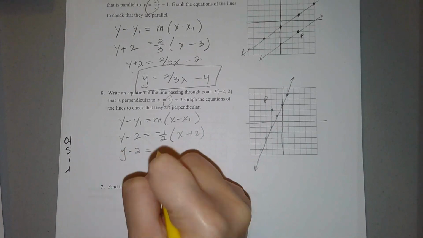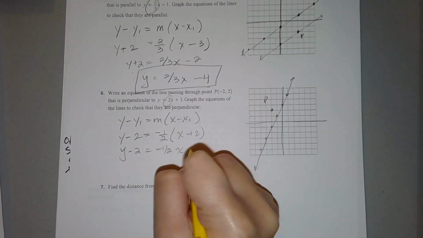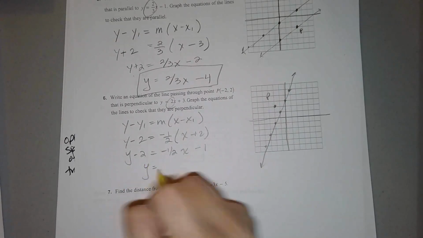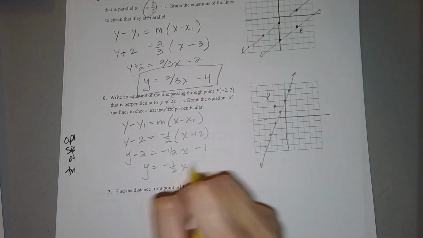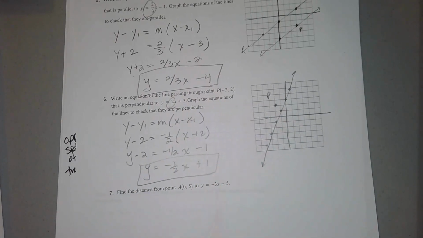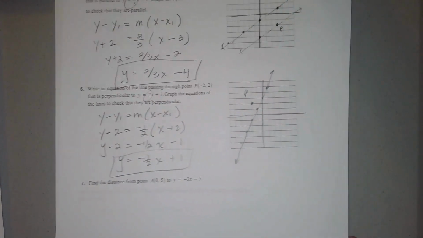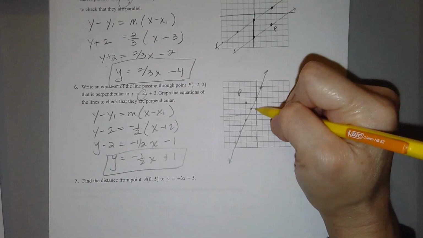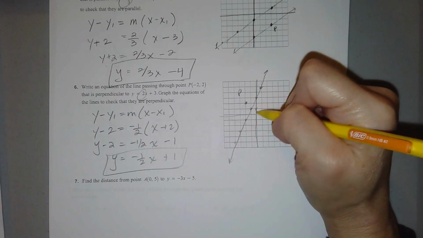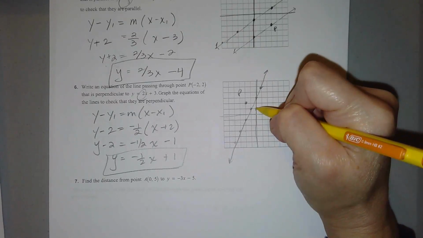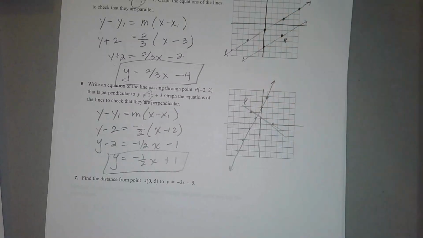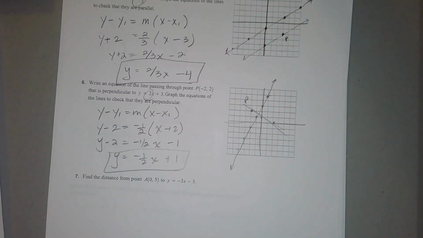Again, I want you to write this in slope-intercept form. So I'm going to distribute, and now I'm going to add 2 to both sides. So this should be the equation of my line. Let's make sure it does actually look perpendicular. I have a y-intercept of 1 and a slope of down 1 over 2, or up 1 to the left 2. Yep, it works. So that would be my perpendicular line, and that's how you can check your work.